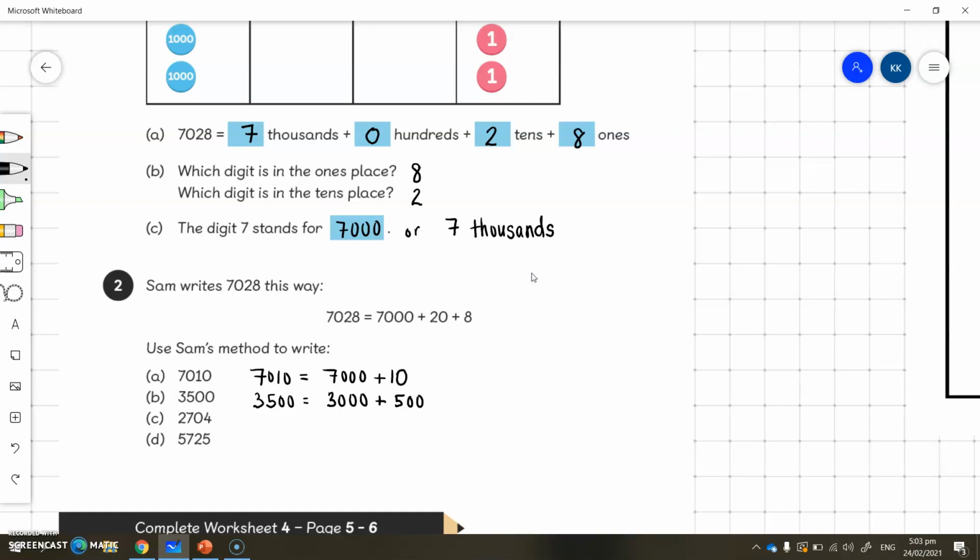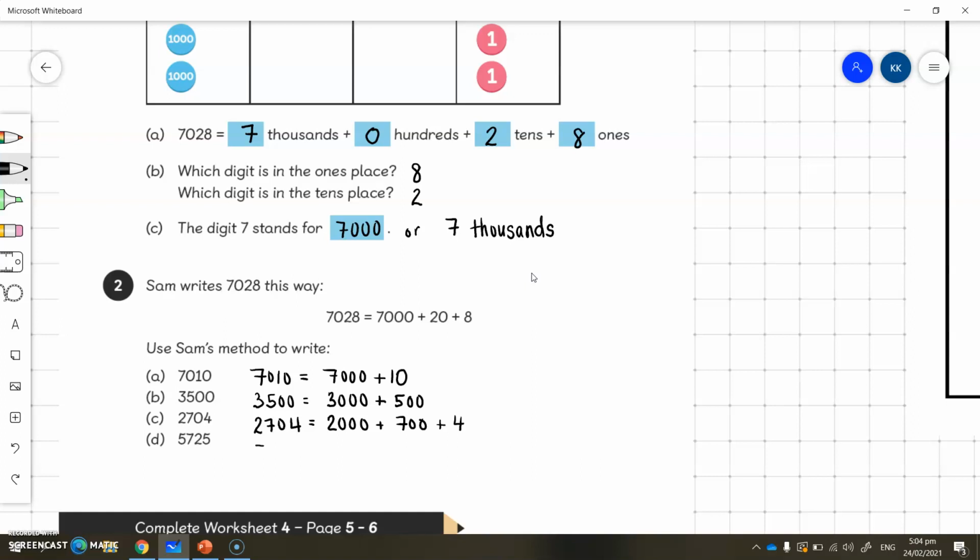If I use Sam's method to write 2,704, I can write 2,704 equals 2,000 plus 700 plus 0 tens, therefore I don't need to write that number, plus 4. 2,704 equals 2,000 plus 700 plus 4.